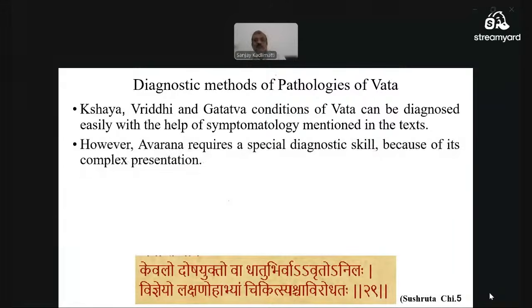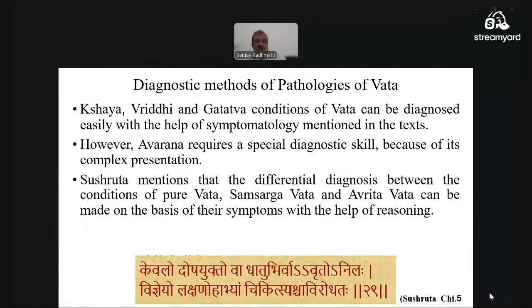However, avarana requires a special diagnostic skill because it is complex. Sushruta mentions that the differential diagnosis between the conditions of pure Vata, Samsarga Vata and Avrata Vata can be made on the basis of their symptoms with the help of reasoning, yukti. Sushruta Samhita, Chikitsa Sthana, chapter 5, Mahavata Vyadhi Adhyaya. Kevalo doshayukto va dhatubhir avrto va anilah vijneyo lakshanobhyam chikitsascha avirodhataha.